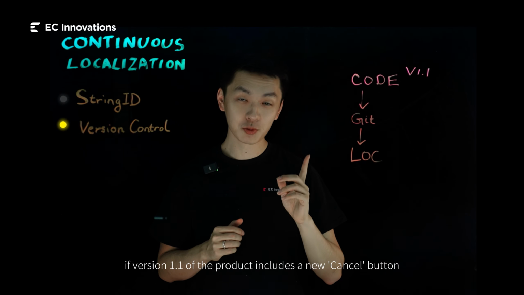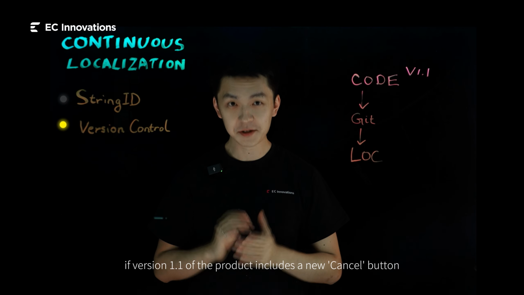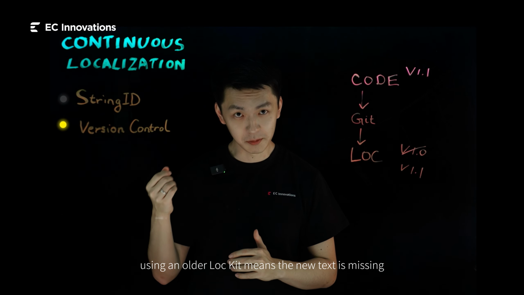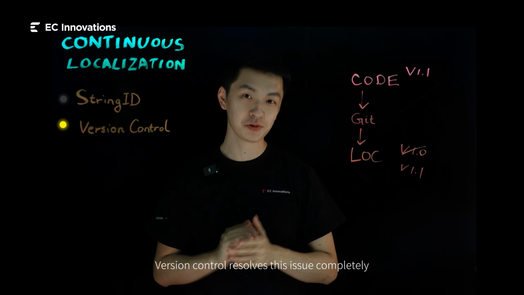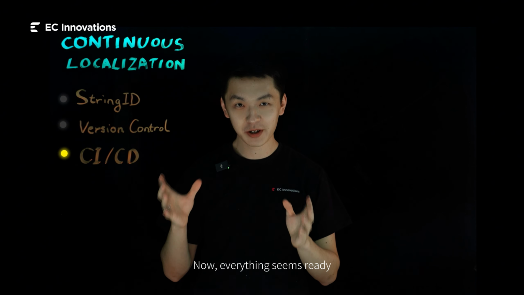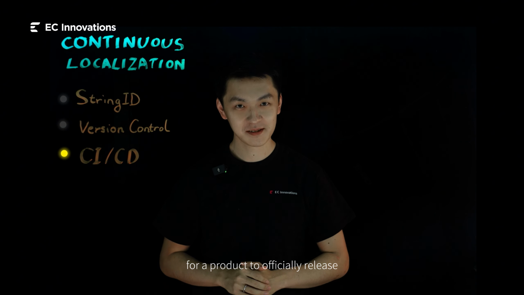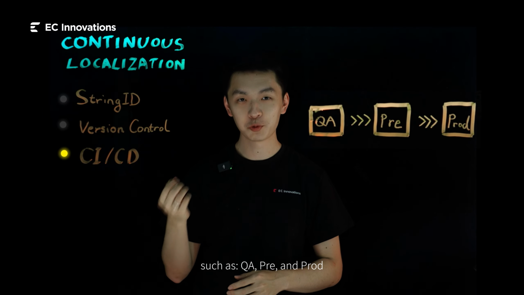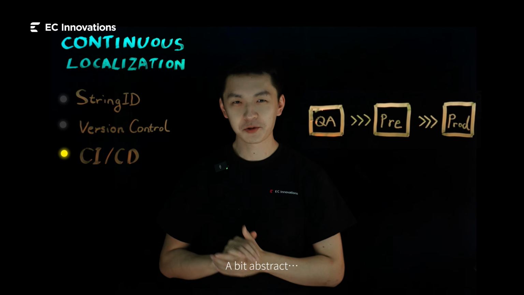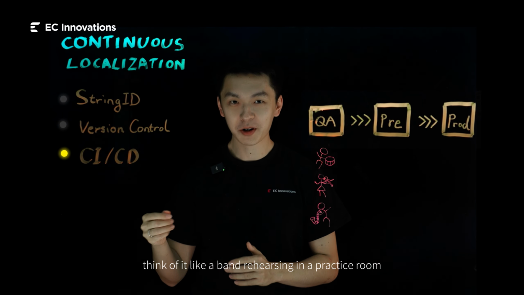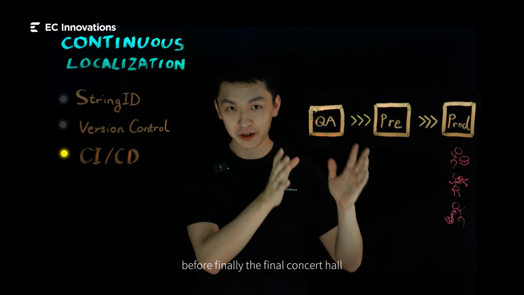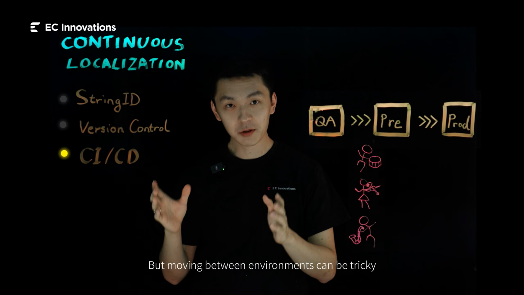For example, if version 1.1 of the product includes a new cancel button, using an older localization kit means the new text is then missing. Version control resolves this issue completely. Now everything seems ready for a product to officially release. The dev team now needs to maintain different environments such as QA, pre, and production. A bit abstract. Think of it like a band rehearsing in a practice room, dress rehearsals, before finally the concert hall. But moving between environments can be tricky.